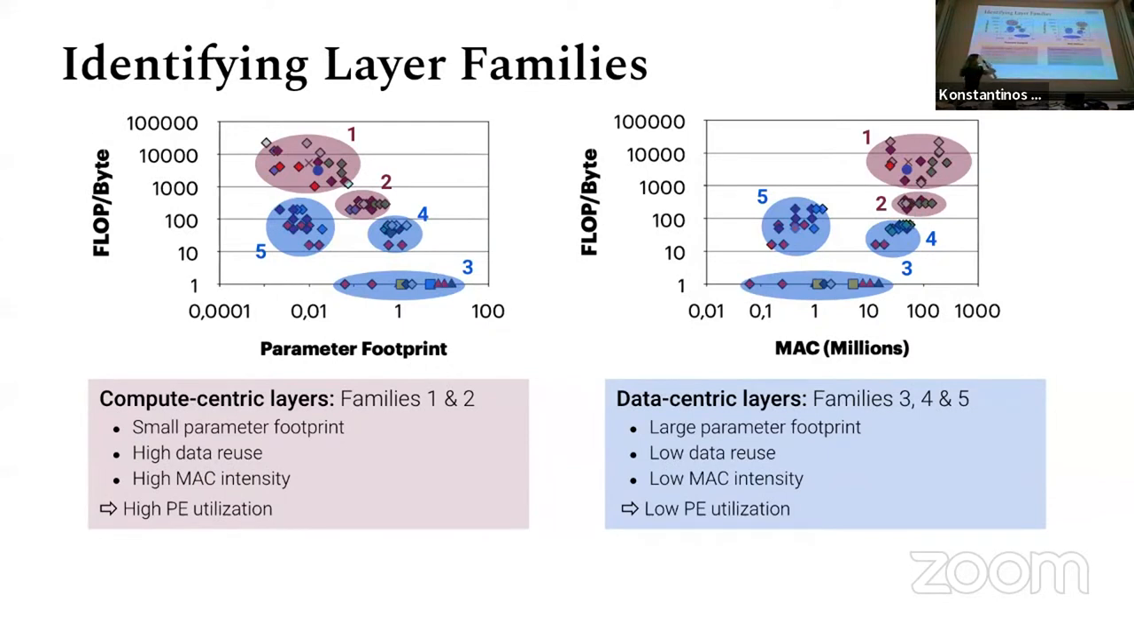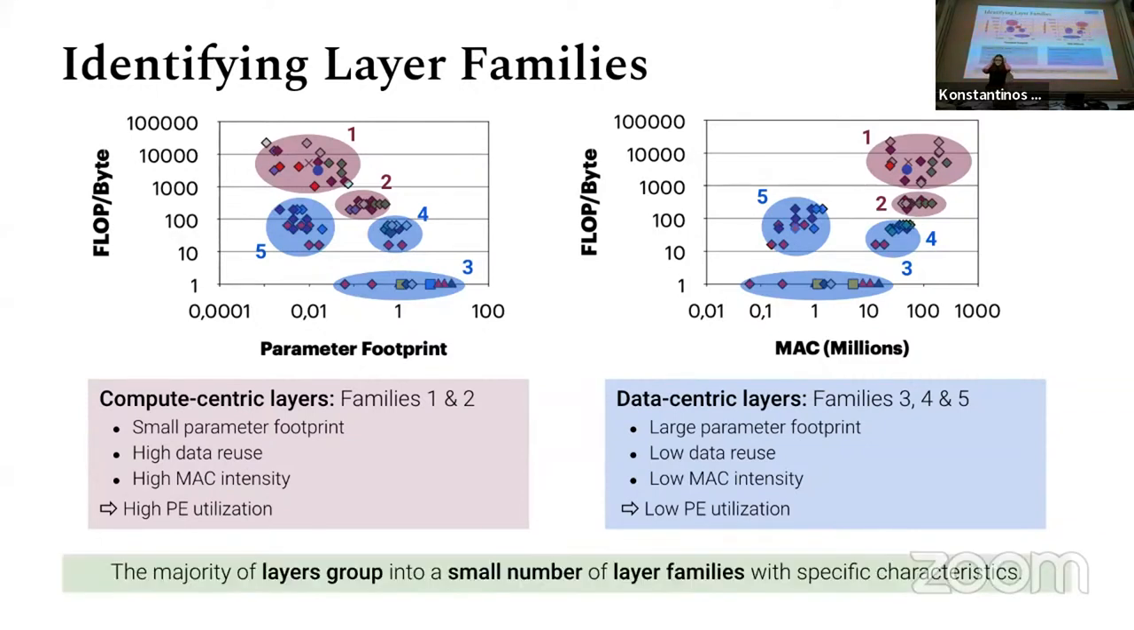On the one side, we have the compute-centric layers, which are family one and two. They have a rather small parameter footprint, high data reuse, and high MAC intensity, which in combination obviously leads to high PE utilization, because the PE runs a lot. On the other hand, we have very data-centric layers, which are family 3, 4, and 5. They have a rather larger parameter footprint, low data reuse, and low MAC intensity, which results in low PE utilization.